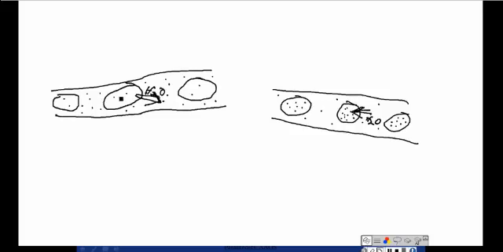So in this situation, by the way, on the left, you could say that the blood, or more accurately the plasma, is hypertonic to the blood cells. So these blood cells are in a hypertonic environment. In this situation, you would say that the red blood cells are in a hypotonic environment.